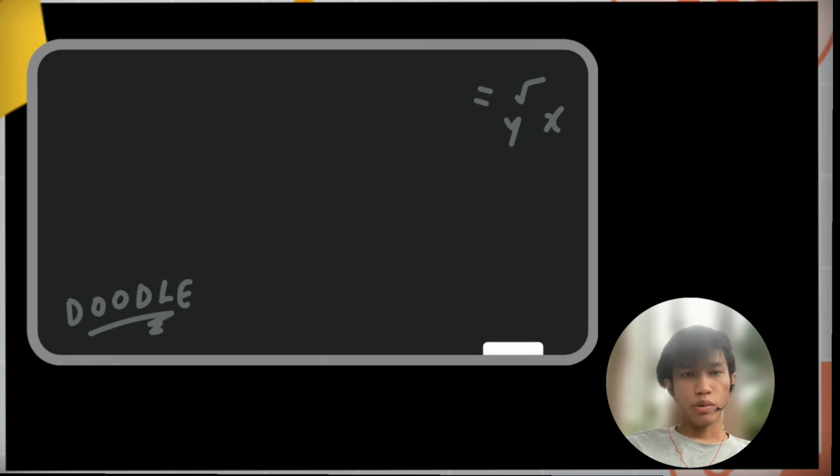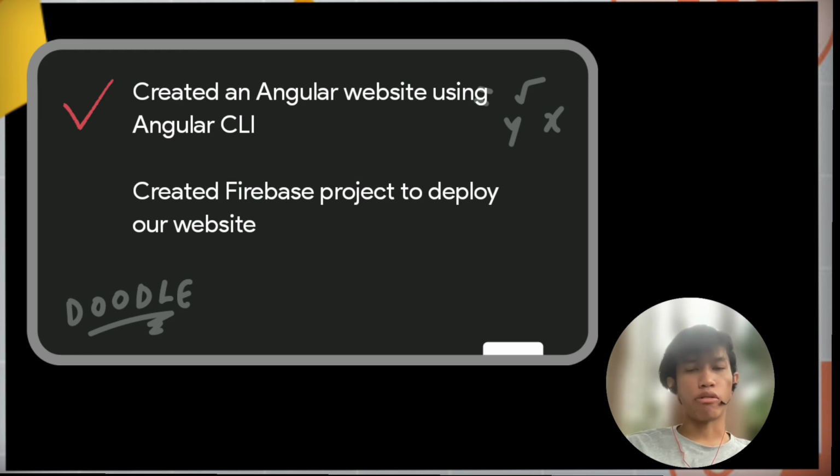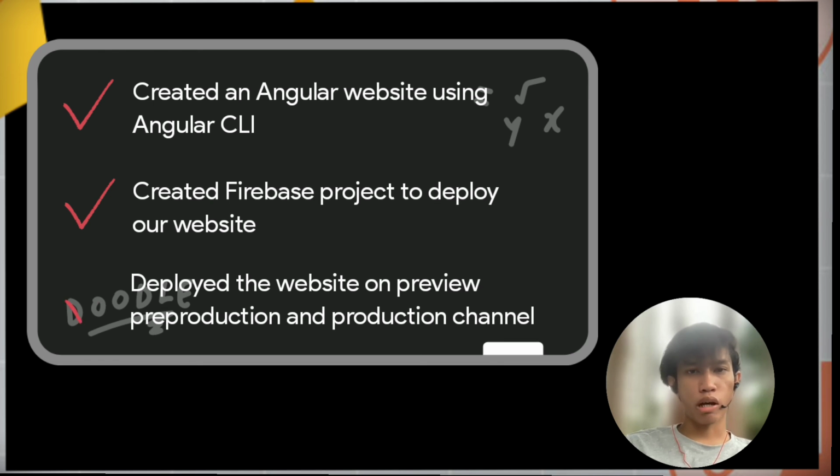So in summary, we have created our Angular project using Angular CLI, and then we created our Firebase project to deploy our Angular project by using Firebase hosting. And then we finished deploying our Angular project that has been built into Firebase hosting and ran it on the pre-production or channel preview, as well as deploying on the real production by doing firebase deploy.